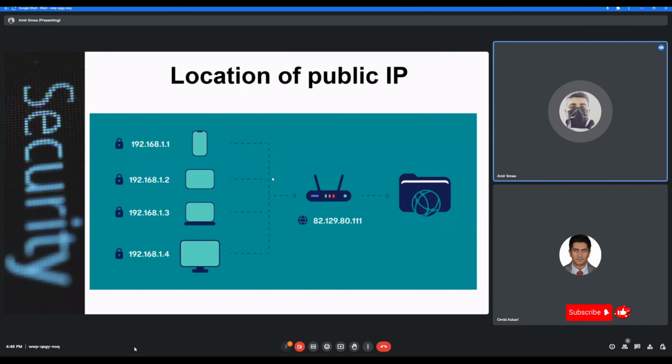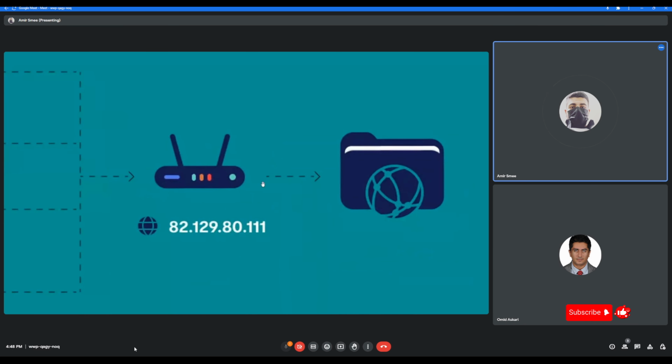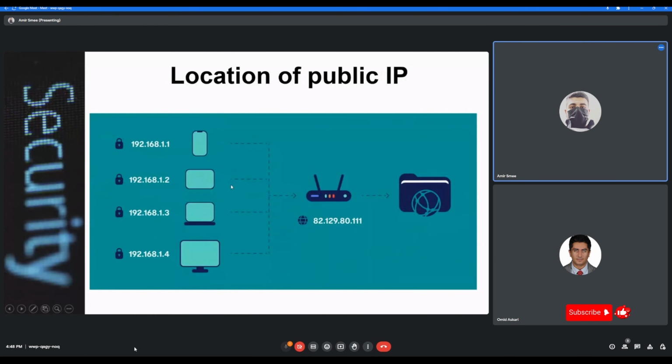Note that there is no problem if one computer in my company and one computer in another company have the same private IP, but each company must have a unique public IP. Public IP location in an organization's network is usually assigned to the external interface of the router or firewall. It means here in this place, which connects the organization's internal network to the internet.